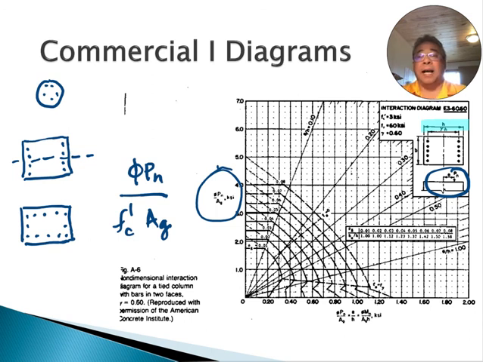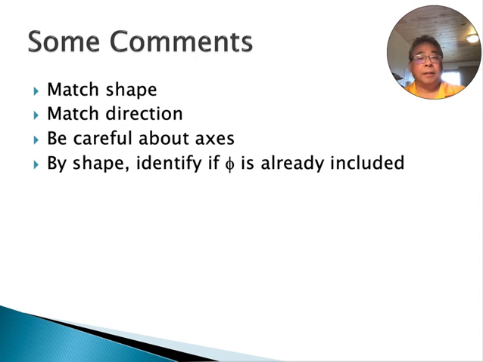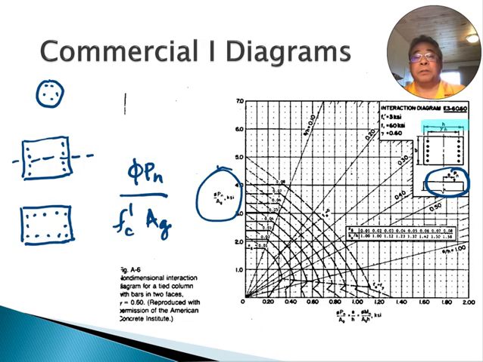And the last thing you need to be careful about is to check if the phi is already in there. It'll say in the axes, like this has the phi Pn. Others will just be Pn. But you can tell by the shape. If it has that little thing down there where it looks like the belt is too tight on somebody's stomach, then that has the phi in it.